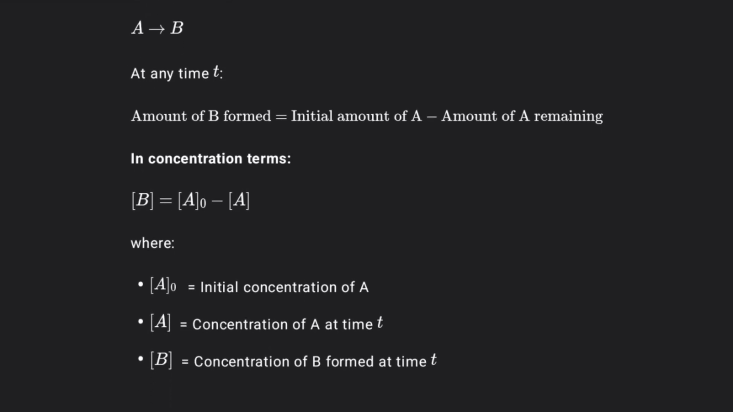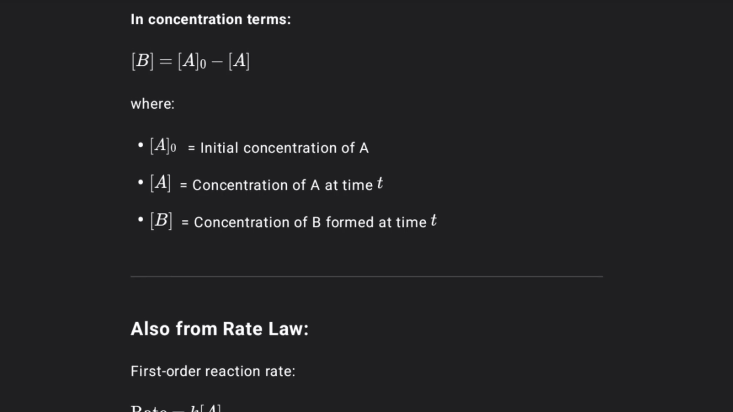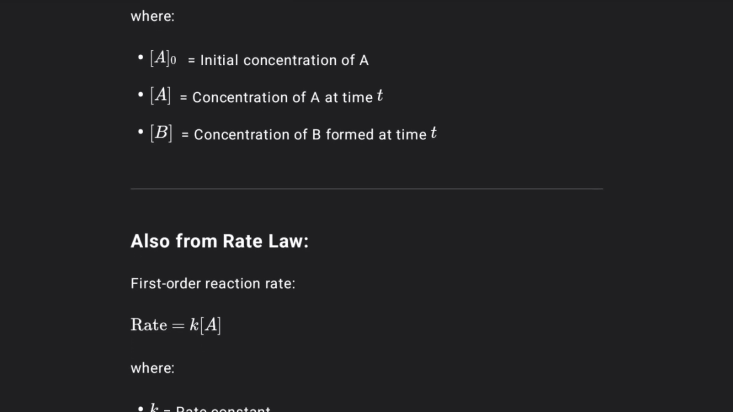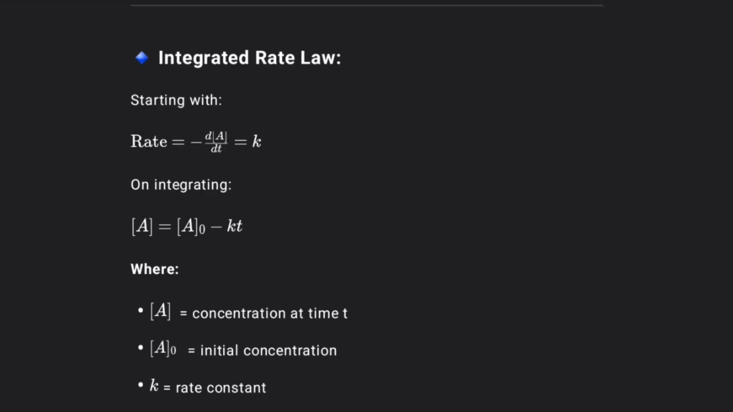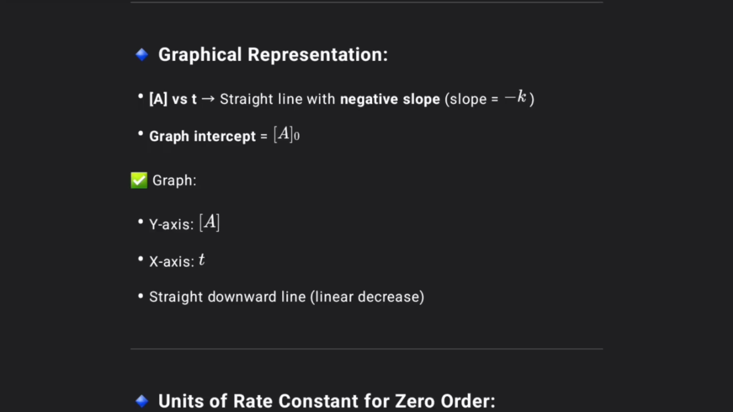Rate law for the reaction: rate = k, where k is the rate constant. Integrated rate law, starting with -d[A]/dt = k. On integrating, [A] = [A]0 - kt. Graphical representation: [A] versus t is a straight line with negative slope, slope = -k, and intercept [A]0. The y-axis is [A], the x-axis is t, a straight downward line showing linear decrease.